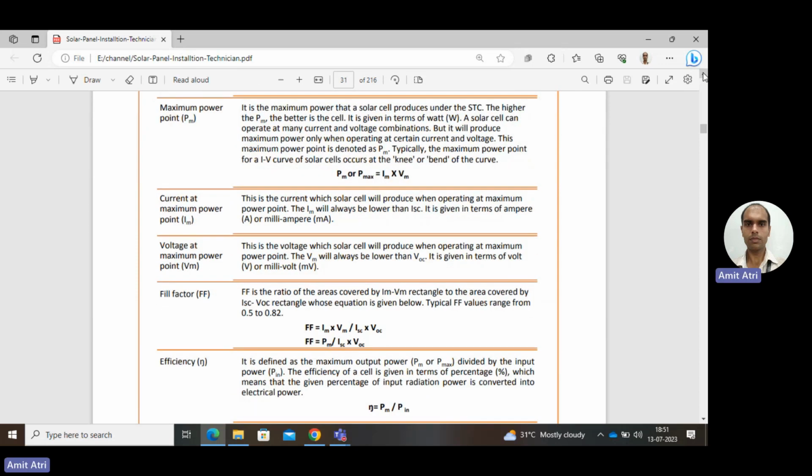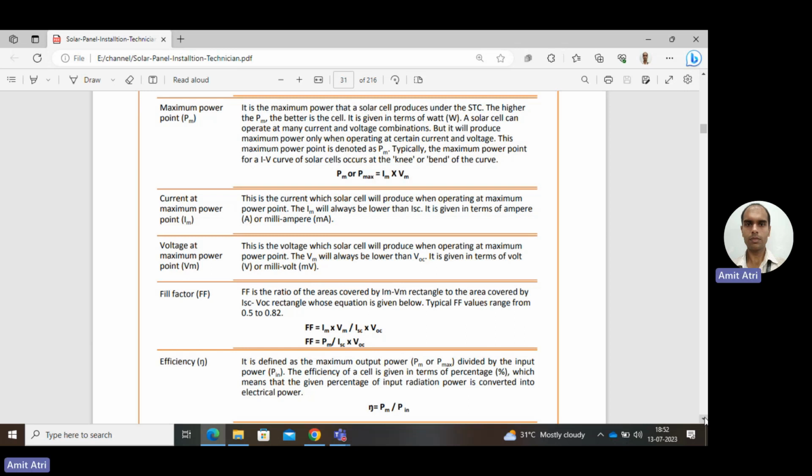Next is current at maximum power point, or Im. This is the current which a solar cell will produce when operating at maximum power point. Maximum power point is a point on the curve where we are getting the maximum power. So the specific voltage, that is voltage at maximum power point Vm, and the specific current, current at maximum power point Im.